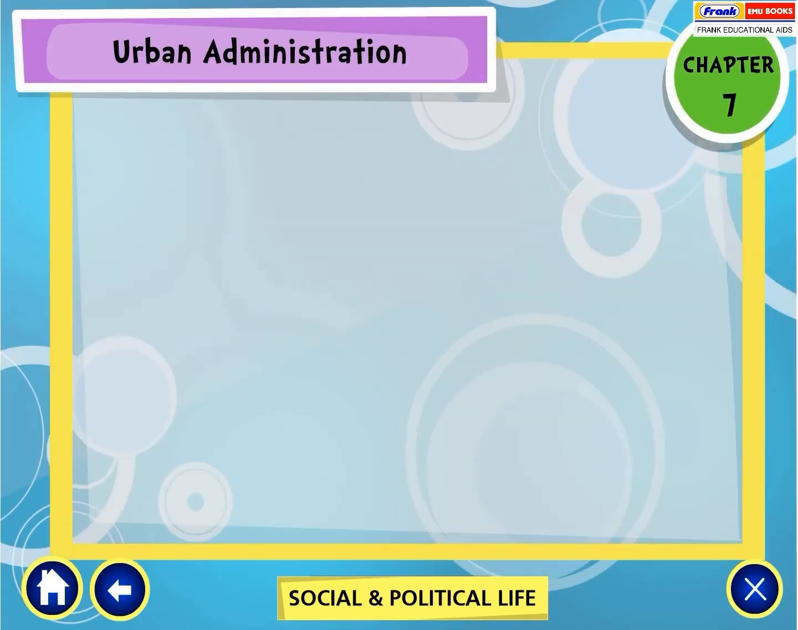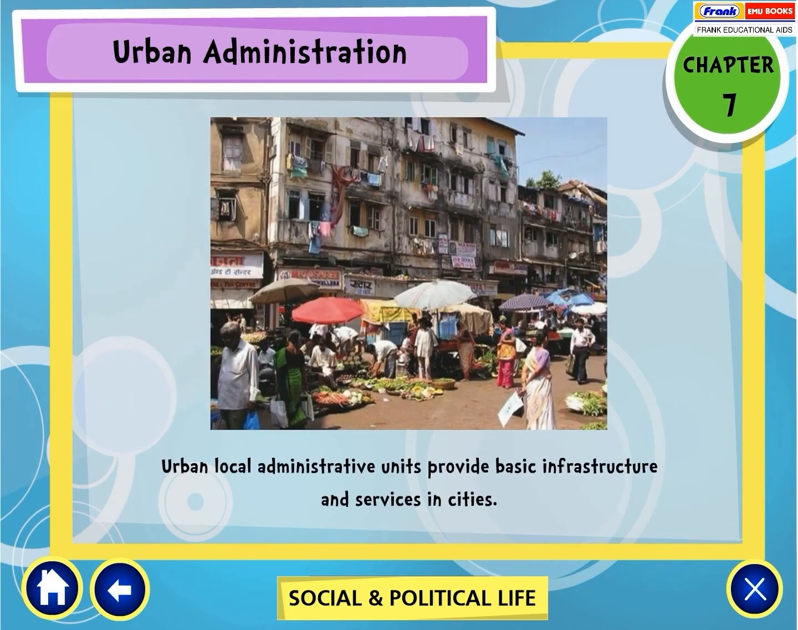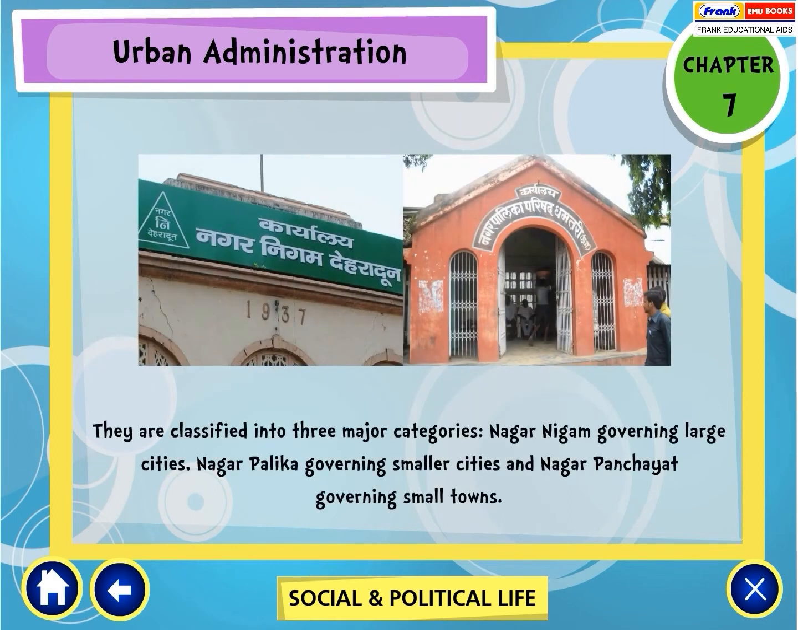Urban administration. Urban local administrative units provide basic infrastructure and services in cities. They are classified into three major categories: Nagar Nigam governing large cities, Nagar Palika governing smaller cities, and Nagar Panchayat governing small towns.